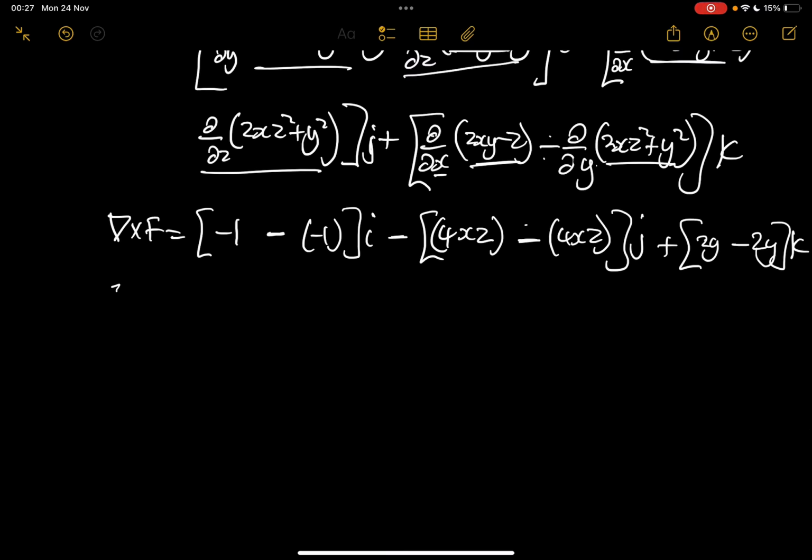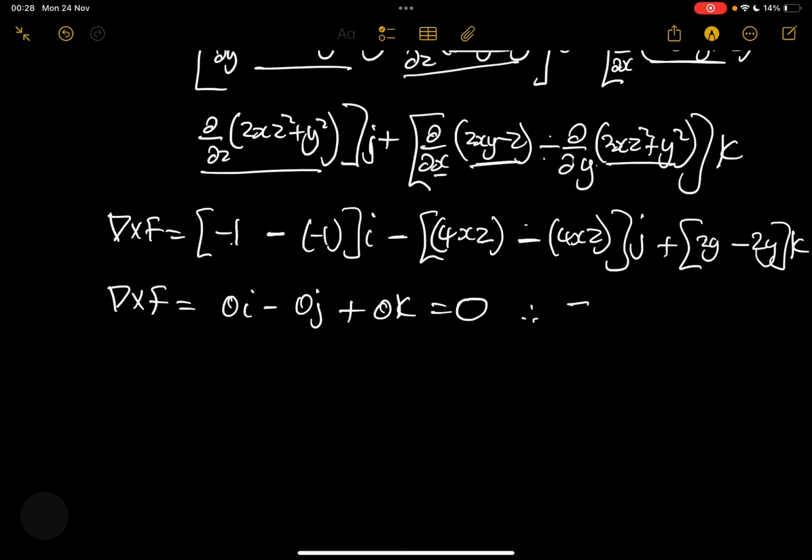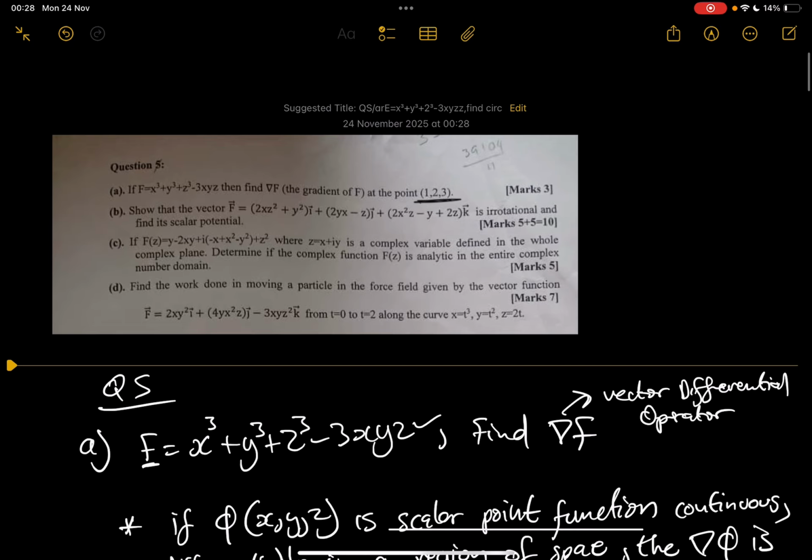So therefore you can see that del cross f is equal to negative 1 plus 1 is 0i. 4xz minus 4xz is what? This is the minus, this is 0j, plus 2y minus 2y, this is 0k, therefore this is 0. This proves that this vector f is irrotational. That's the proof. So that's how you solve this question.